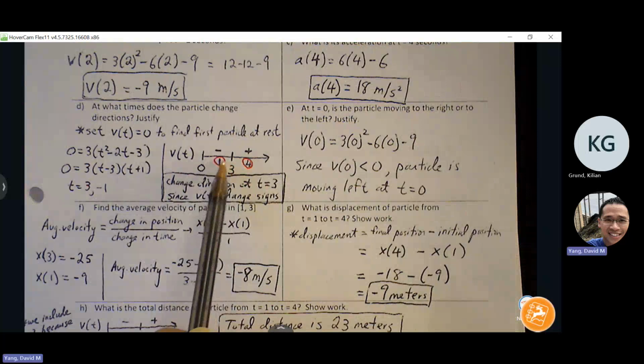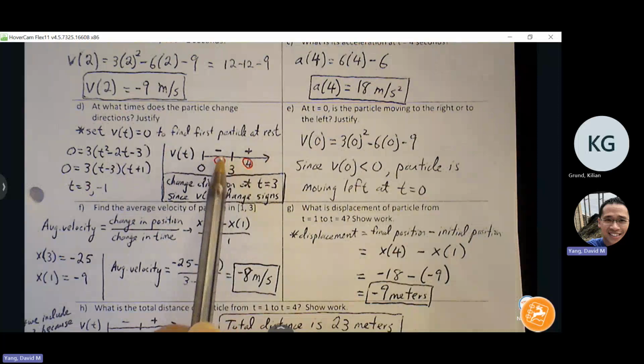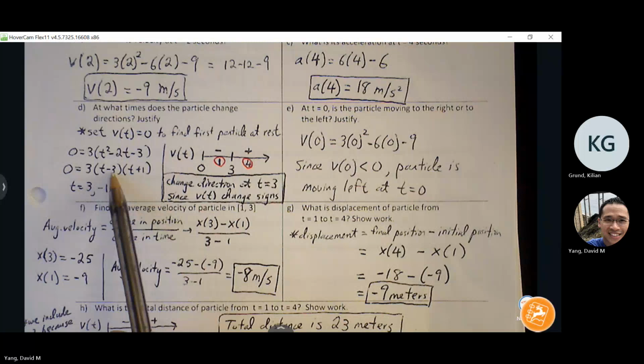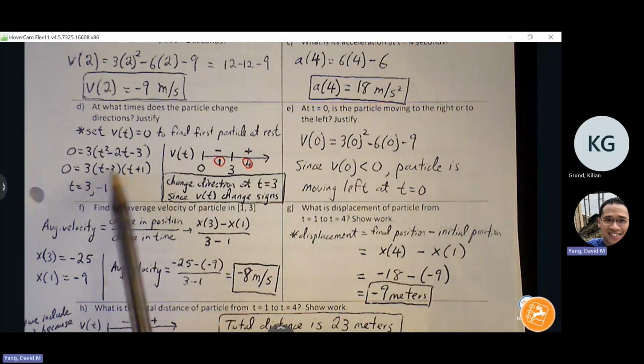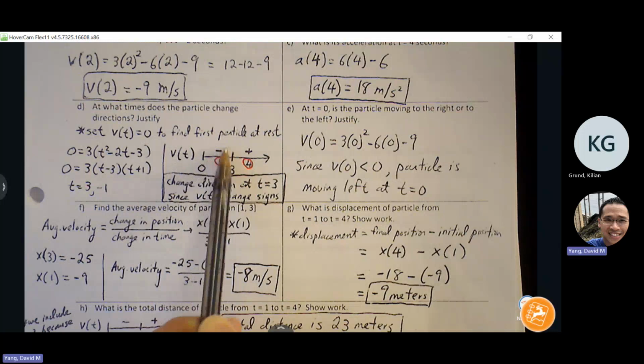So now we have to figure out what is happening from 0 to 3 and then from 3 to infinity. So I'm using these test numbers. Any number between 0 and 3 will exhibit the same behavior for this particle. So I just chose 1. 1 seems like a convenient number. So 1 goes in for t. 1 minus 3 times 1 plus 2. That's negative times positive, which is negative. So that negative tells me that for 3 seconds, this particle is moving to the left.